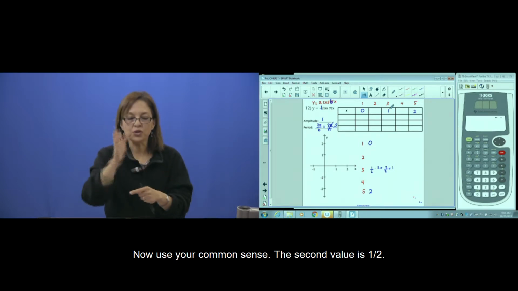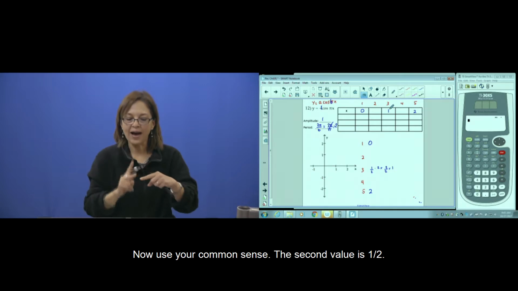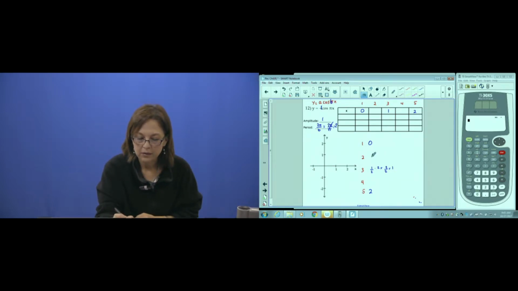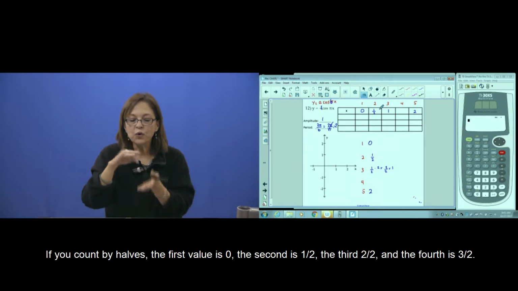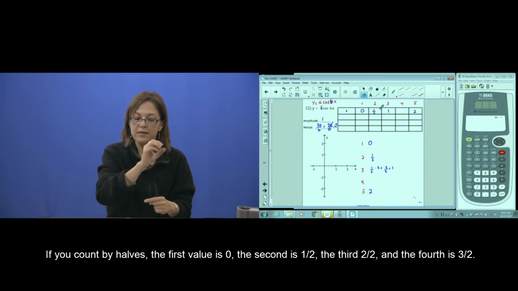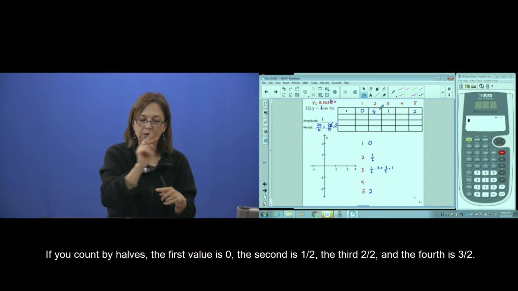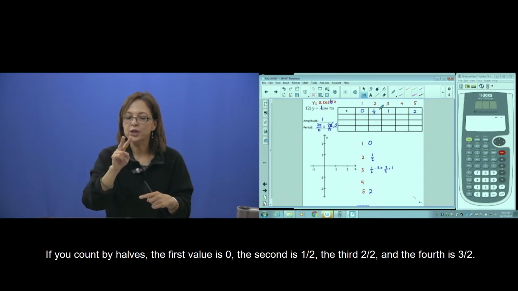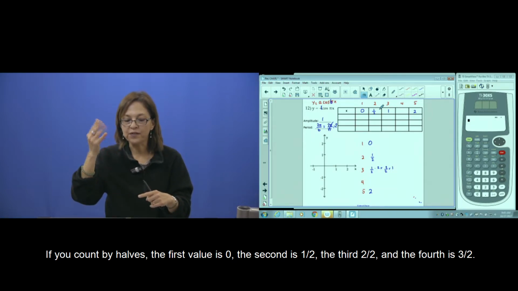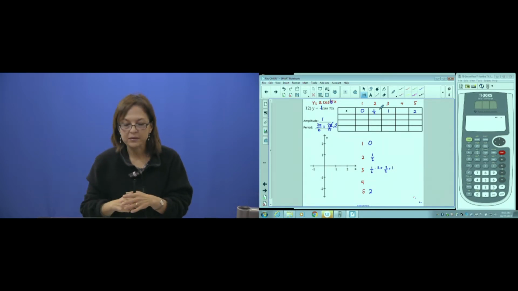And now use your common sense. The second value is 1/2. And if you count by halves, the first value is 0, the second 1/2, the third 2/2, the fourth is 3/2.